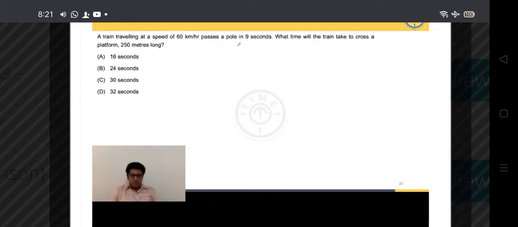Let's see the next question. So I hope you can do this question yourself. Take your time and do this question. You have the concept with you. No formula, no writing the formula, no understanding and substituting, just visualize what is happening, get the logic behind it and try to get the answer.